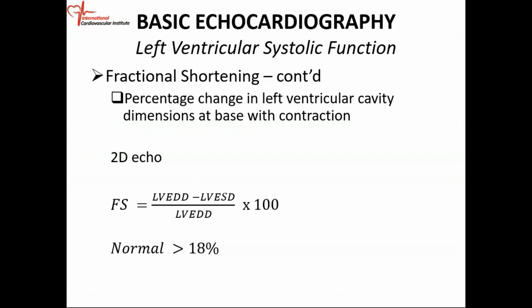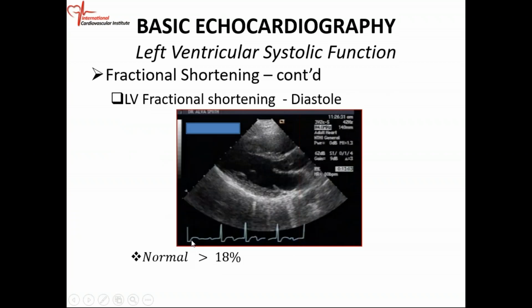And when you're doing two-dimensional echo, it is the same thing. You measure your left ventricular end diastolic dimension, and we have shown you how to do this. And you measure your left ventricular end systolic dimension. We have shown you how to do this. And you do your subtraction and you divide by left ventricular end diastolic dimension times 100. For 2D, it's usually greater than 18%, and this is how it's done.